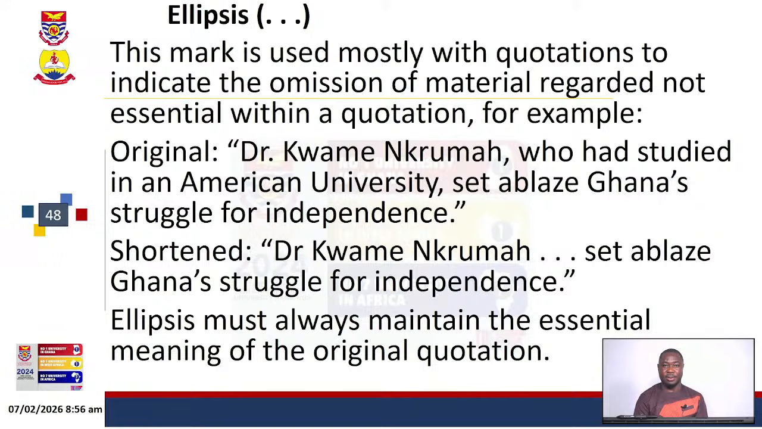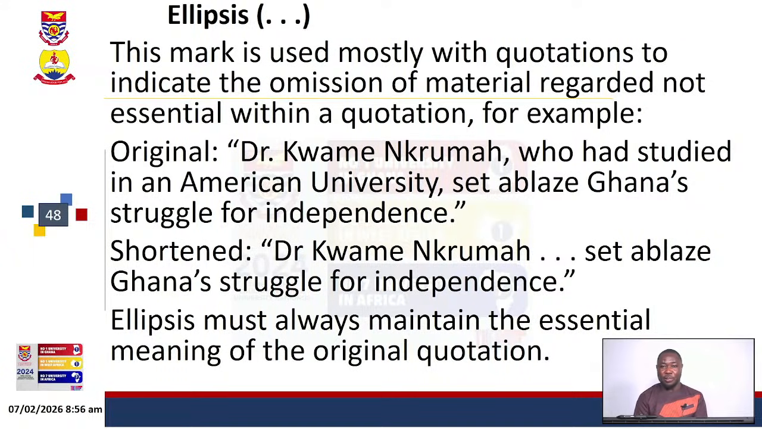The ellipsis is three dots. This mark is used mostly with quotations to indicate the omission of material regarded as not so essential within a quotation. For example, "Dr. Kwame Nkrumah, who had studied in an American university, set ablaze Ghana's struggle for independence." This is the original. Maybe you don't need all the phrases and words in this quotation. So you can decide, Dr. Kwame Nkrumah, dots. The reason some of us write it plenty is that we call it "dot dot dot," but it is only three dots.